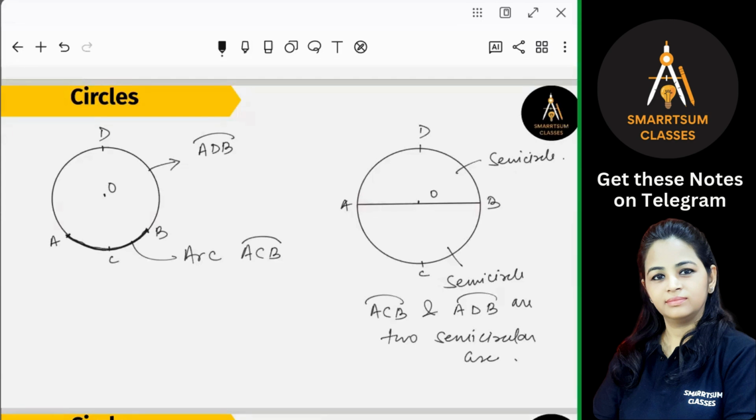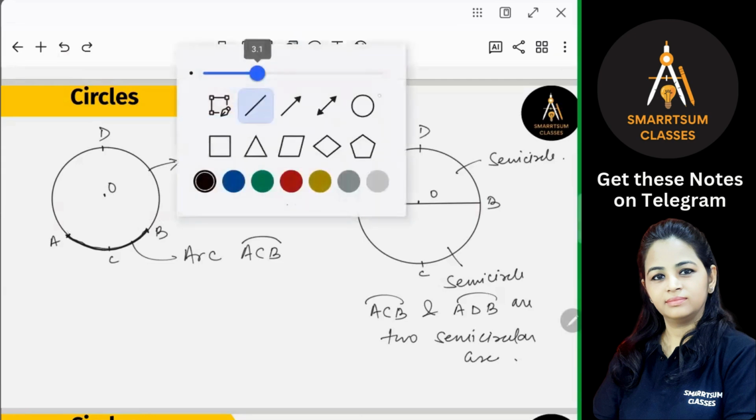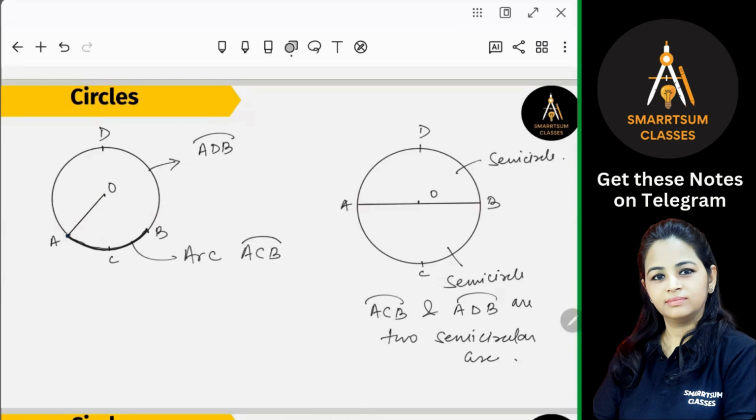How can we measure the degree of the arc? Suppose A and B are two points, and ACB is an arc. If we join points A and B to the center, you can see that these two lines, AO and BO, make an angle. Suppose this angle AOB is theta degrees. Then we say that the degree of arc AB is theta.